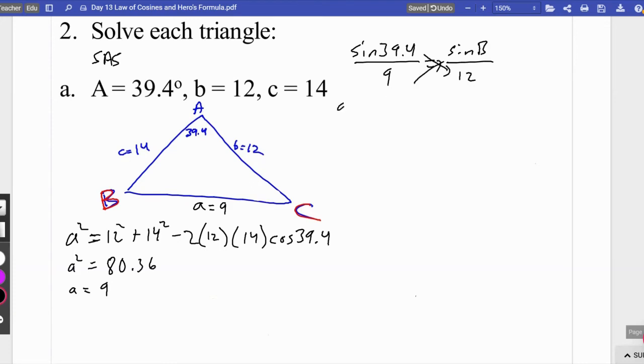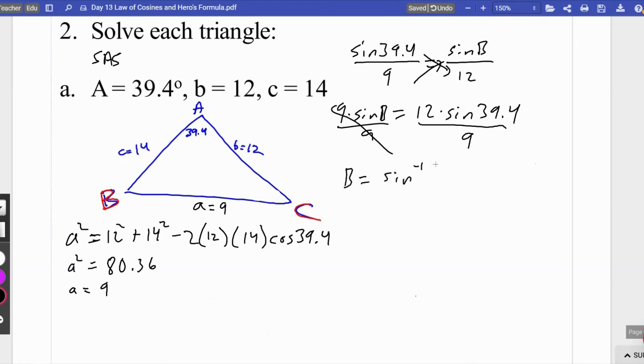Cross multiply. 9 times sine of B is equal to 12 times sine 39.4. We're solving for B, so we need to divide by 9 on both sides. This is going to give me some gross number, and instead of doing it step by step, I'm going to make the calculator do all the work. These 9s are gone, I just have sine of B equals this, but to get B by itself, I take the inverse sine of the other side. So it's the same thing we have. And I just want to make the calculator do all that work.